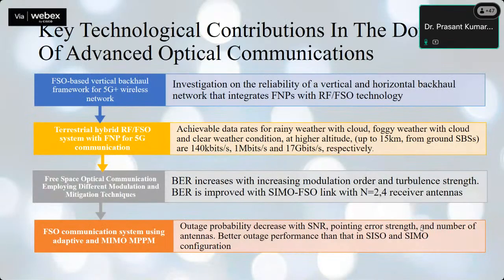So the key technological contributions in the domain of advanced optical communications that our group is currently working on are these FSO-based vertical backhaul frameworks, or you can say the high altitude platforms, or 5G and beyond communications. We are also working on terrestrial hybrid RF FSO link designs for 5G and beyond 5G communications, including the flying network platforms. So we are working on different advanced modulation formats so as to mitigate the atmospheric impairments.